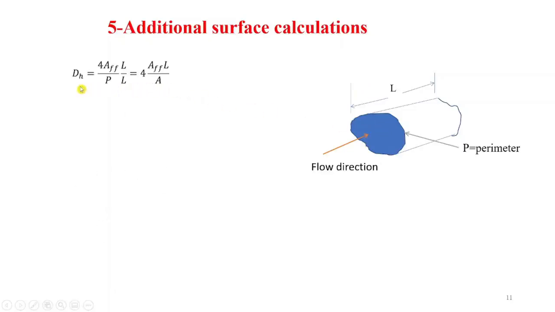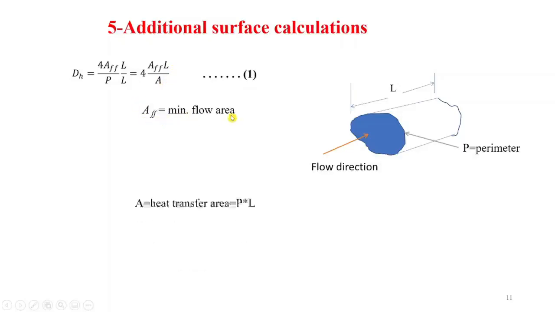By definition, the hydraulic diameter equals 4 multiplied by the cross-section area divided by the wetted perimeter. Here we multiply by L and divide by L. L is the length of the heat exchanger along the sides, for example, side 1 or side 2. Now P times L, as we said, is the heat transfer area. So the hydraulic diameter is equal to 4 times the free flow area multiplied by the length of the heat exchanger along the direction of the flow divided by the heat transfer area. This is equation number 1.